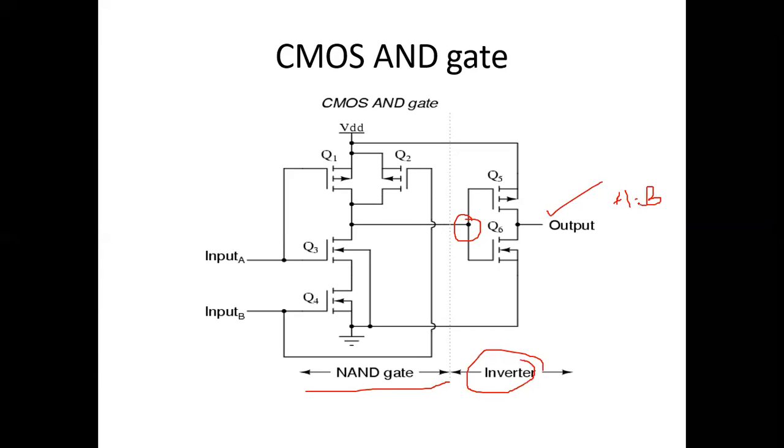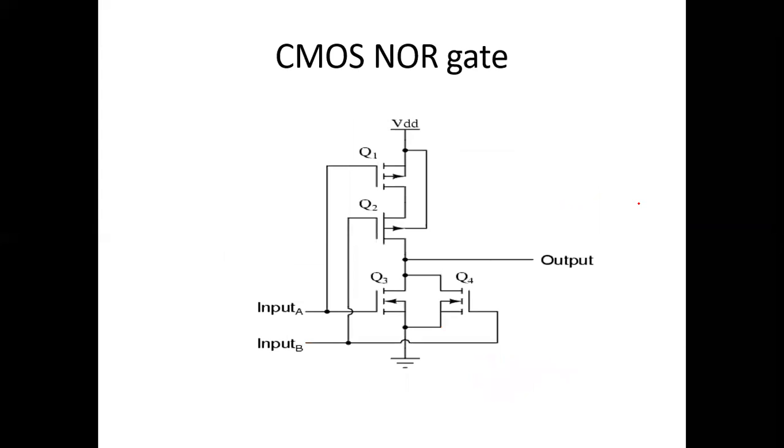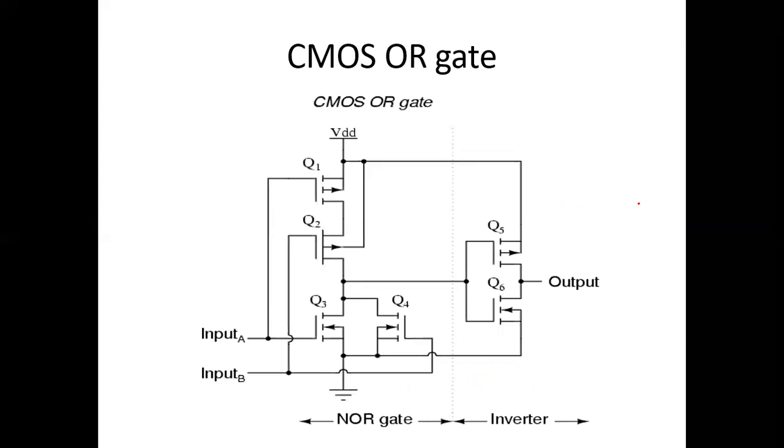Same as the NOR gate. This is also a concept we discussed. CMOS OR gate is done by the NOR gate, then we are giving the inverter. Then you will get A plus B. That is the OR gate. Like that we will get the OR gate concepts.